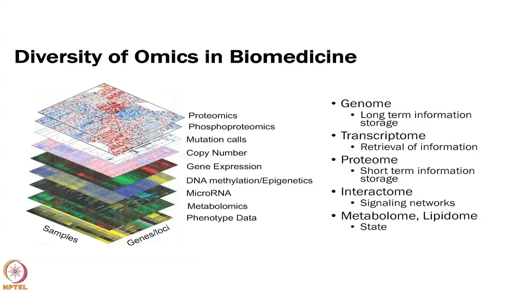As I mentioned, there's a large diversity of omics that we're currently studying in biomedicine. This slide was taken from the TCGA, which I'm going to talk a bit about, and then I added some extra slides to represent proteomics and phosphoproteomics here. We can look at the genome, which is really the long-term storage information of the cell. The transcriptome, which is the retrieval of this information, the proteome, which is the short-term information storage, and then how the signaling networks interact in the interactome, which we'll also touch on. So here are a lot of the different levels of data that we can gather at this point. In terms of next-gen sequencing, we're really covering everything from the microRNA up through the mutation calls, and that's what we're going to be focusing on.